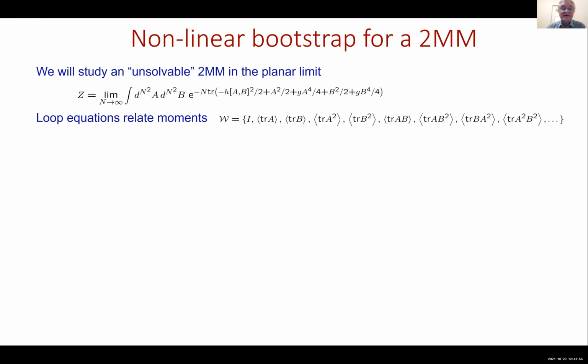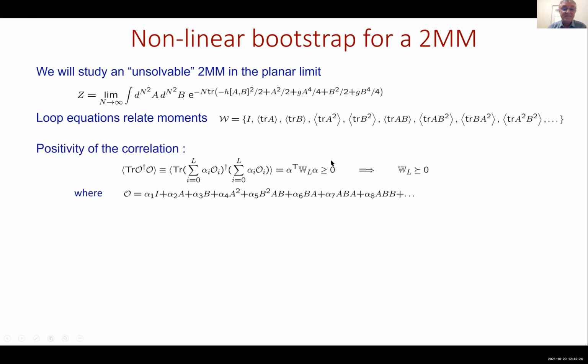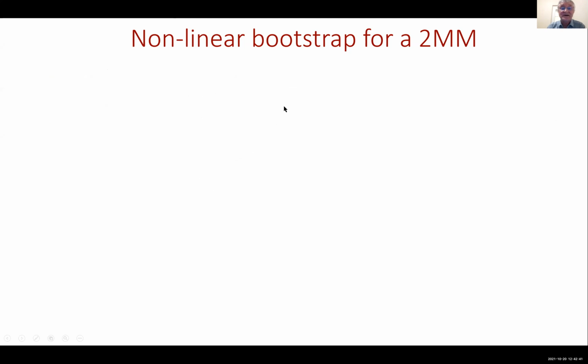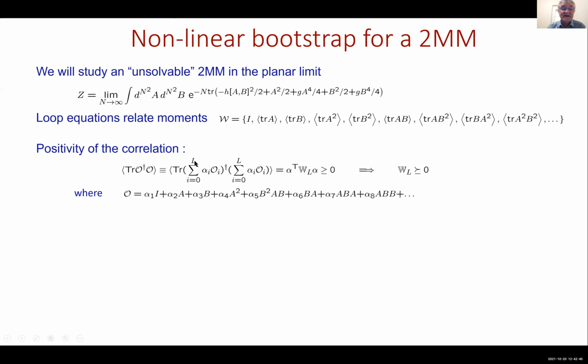For the loop equation, we introduce all possible moments up to the cutoff. The cutoff is the overall number of A and B matrices in the corresponding moment. So we introduce a vector of such moments up to a certain length lambda, the cutoff lambda. Suppose we have L such words, up to a given length.